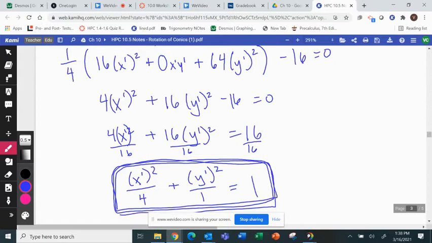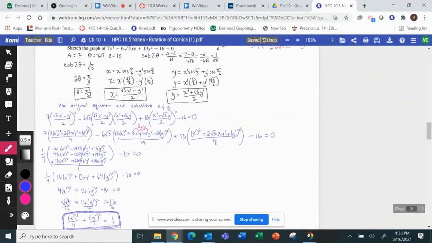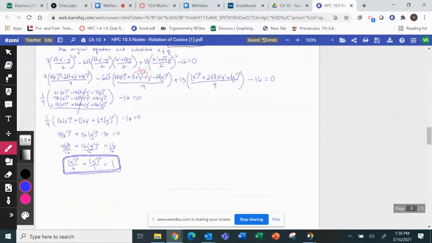That's the tedious part. That's the part that takes forever. Okay? We're still not done with this. We have to sketch it. But that's the equation we're going to sketch.